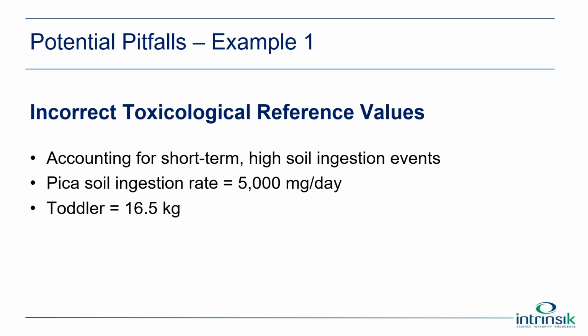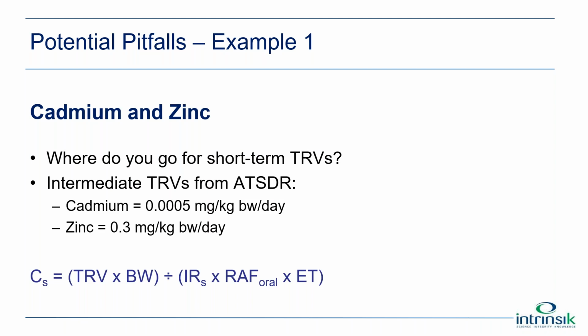So if you go to the next slide, I'd like to focus on cadmium and zinc as an example. The first question you want to ask is: if I'm looking at short-term exposure, what kind of toxicological reference value should I use, and where do I find that? What I've seen people do in the past is rely on information presented in the toxicological profiles from the Agency for Toxic Substances and Disease Registry, or ATSDR. They offer a series of intermediate TRVs. On air, sometimes they'll offer acute, true short-term toxicological reference values. They refer to them as minimal risk levels, so MRLs.